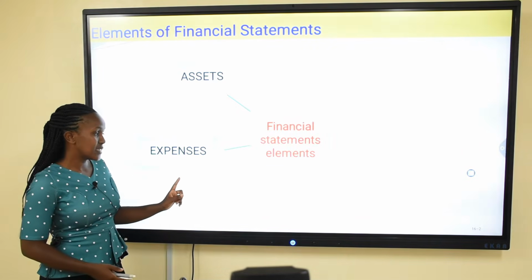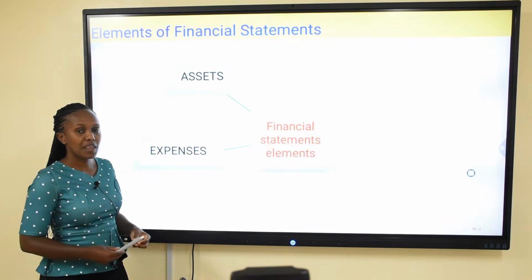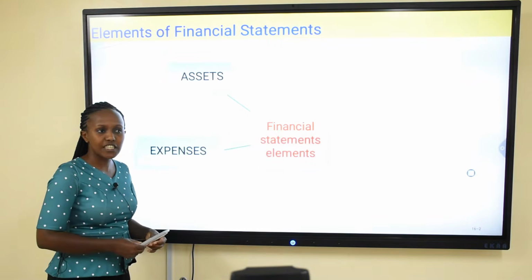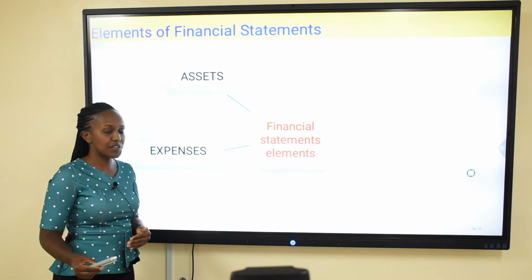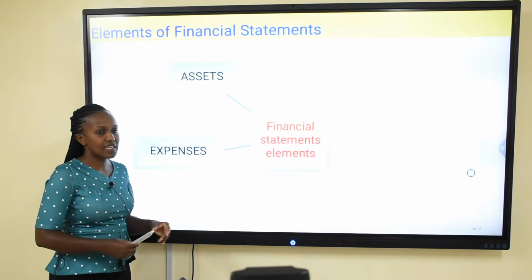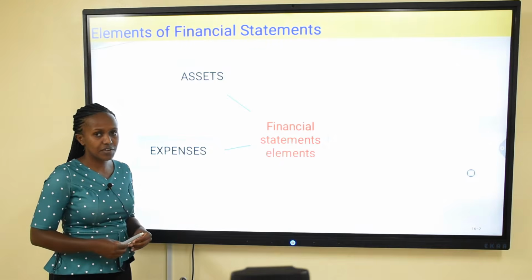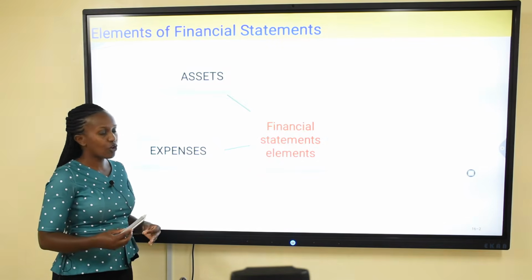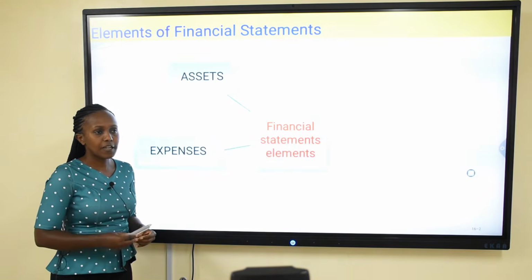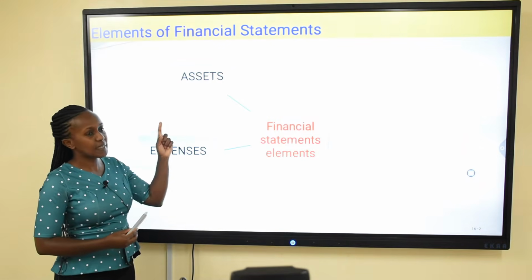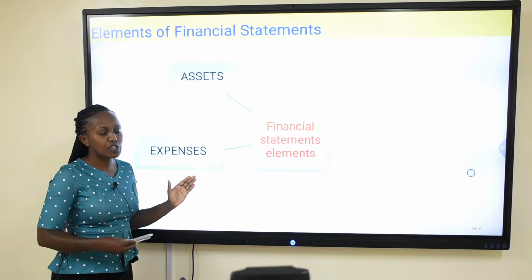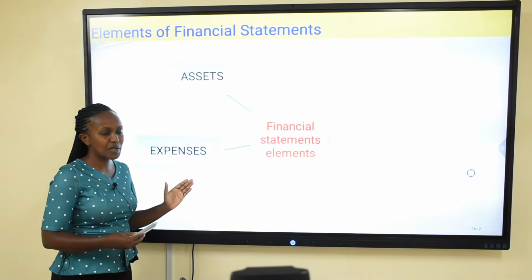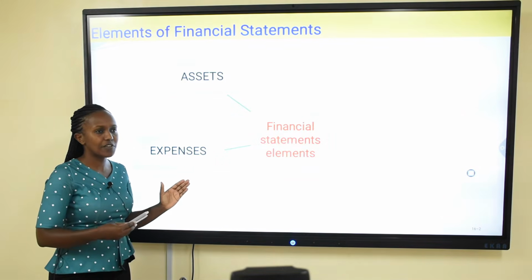The second element is expenses. Expenses are costs that are incurred by the organization in order to earn revenue. So the costs that are incurred in the organization to earn revenue are the ones we are calling expenses. Now, the difference between expenses and assets is that with expenses, there is no future benefit. Once you pay for it, you do not derive a future benefit.